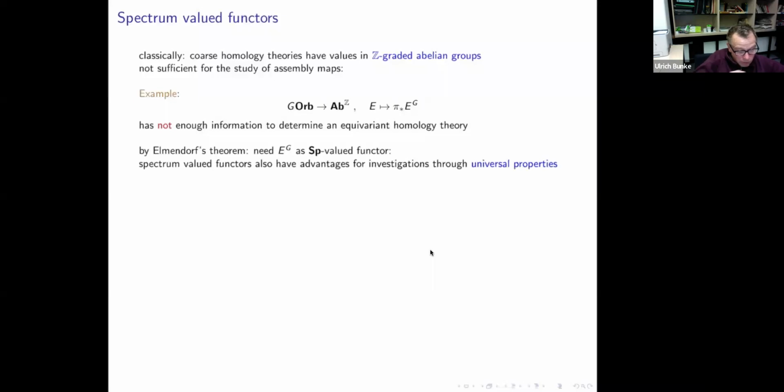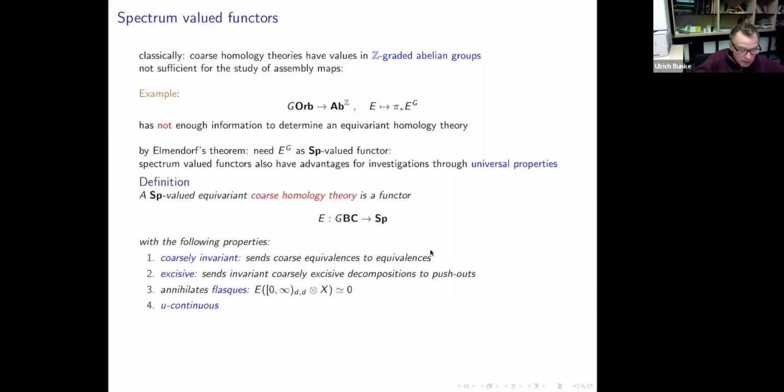But also, spectrum valued functors are good in some sense, because they're very useful if one wants to do investigations by universal properties. It is much more complicated to formulate universal properties using these group valued functors. One can do this, but it's just more involved. Okay, anyway, so now we can come to the definition.